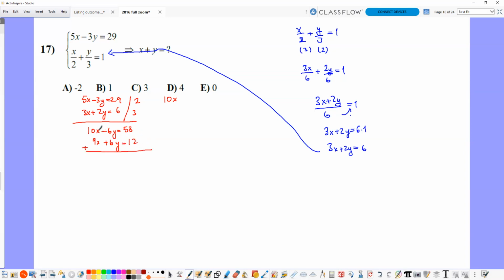So with respect to these, 10x plus 9x is going to be equal to 19x. And 6y minus 6y, that's going to be equal to 0. And this is 58 plus 12, that makes 70. Okay. Here, if I made a mistake, let's correct the mistakes. 2 times 5x is equal to 15x. I'm sorry.